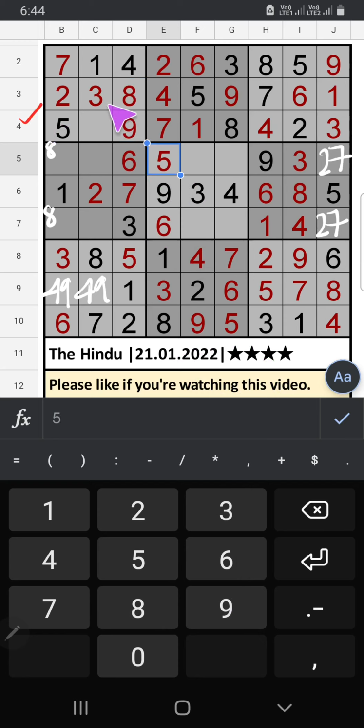Fourth row, only one number is remaining. 6 is confirmed here. Column B, we have 5, so 5 can't come in these cells. Fifth row also we have 5, so 5 can't come in this cell, then 5 is confirmed here. Column C, only 2 numbers are remaining, 4 and 9. Fifth row we have 9, so 9 can't come in this cell, then 9 is confirmed here, then 4 is here.